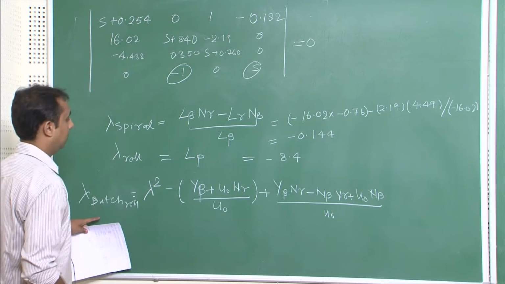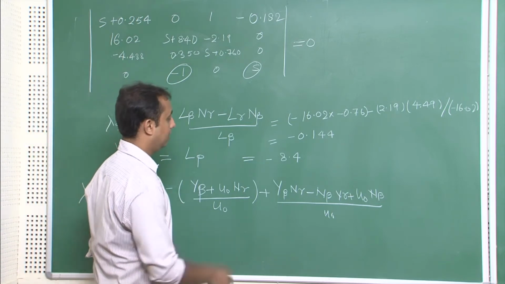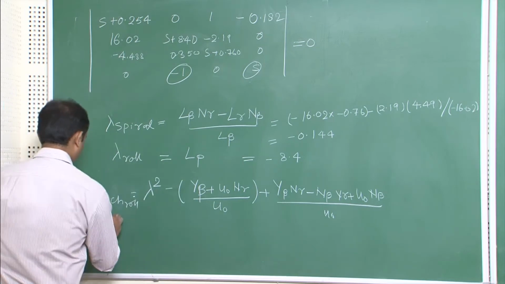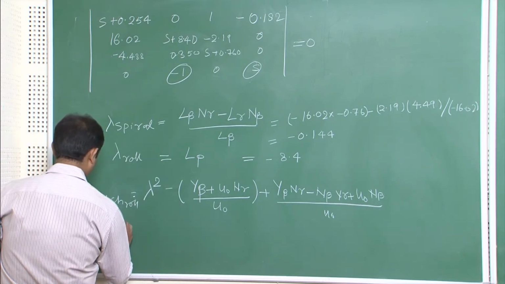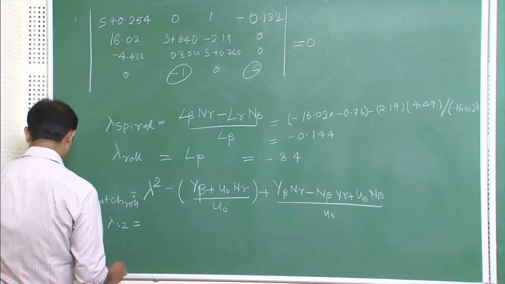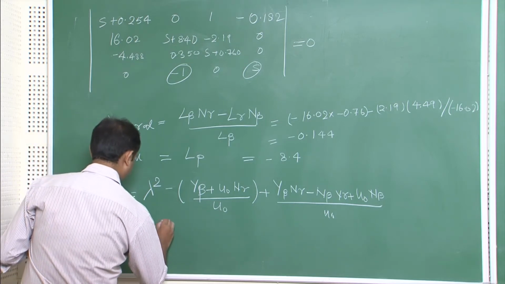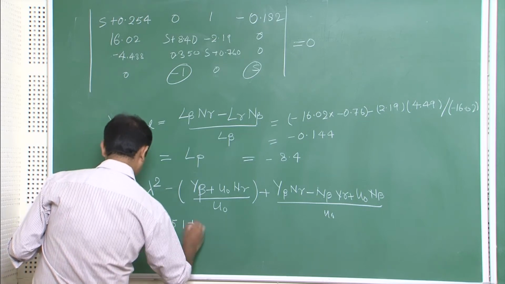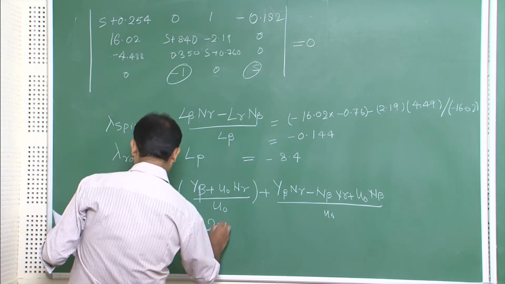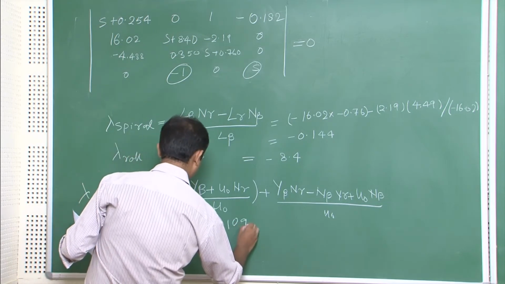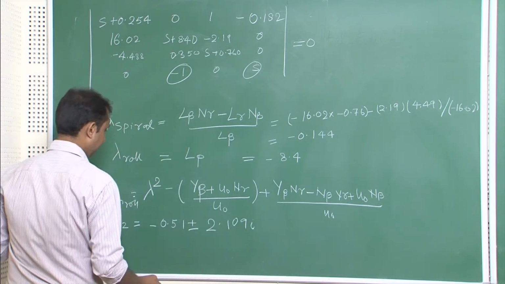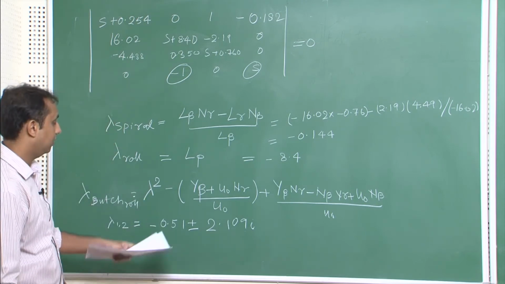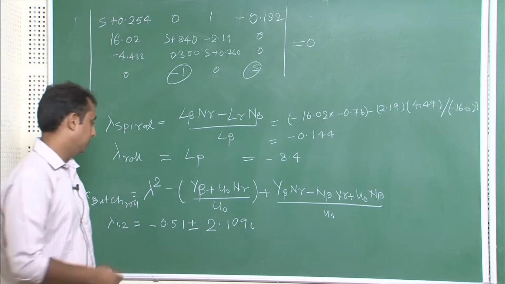Similarly, for Dutch roll mode, you can substitute the value of Y beta and every derivative in the equation, and the roots for this equation will be lambda 1,2 equals minus 0.51 plus or minus 2.109i. Now using this you can calculate the natural frequency and the value of zeta.